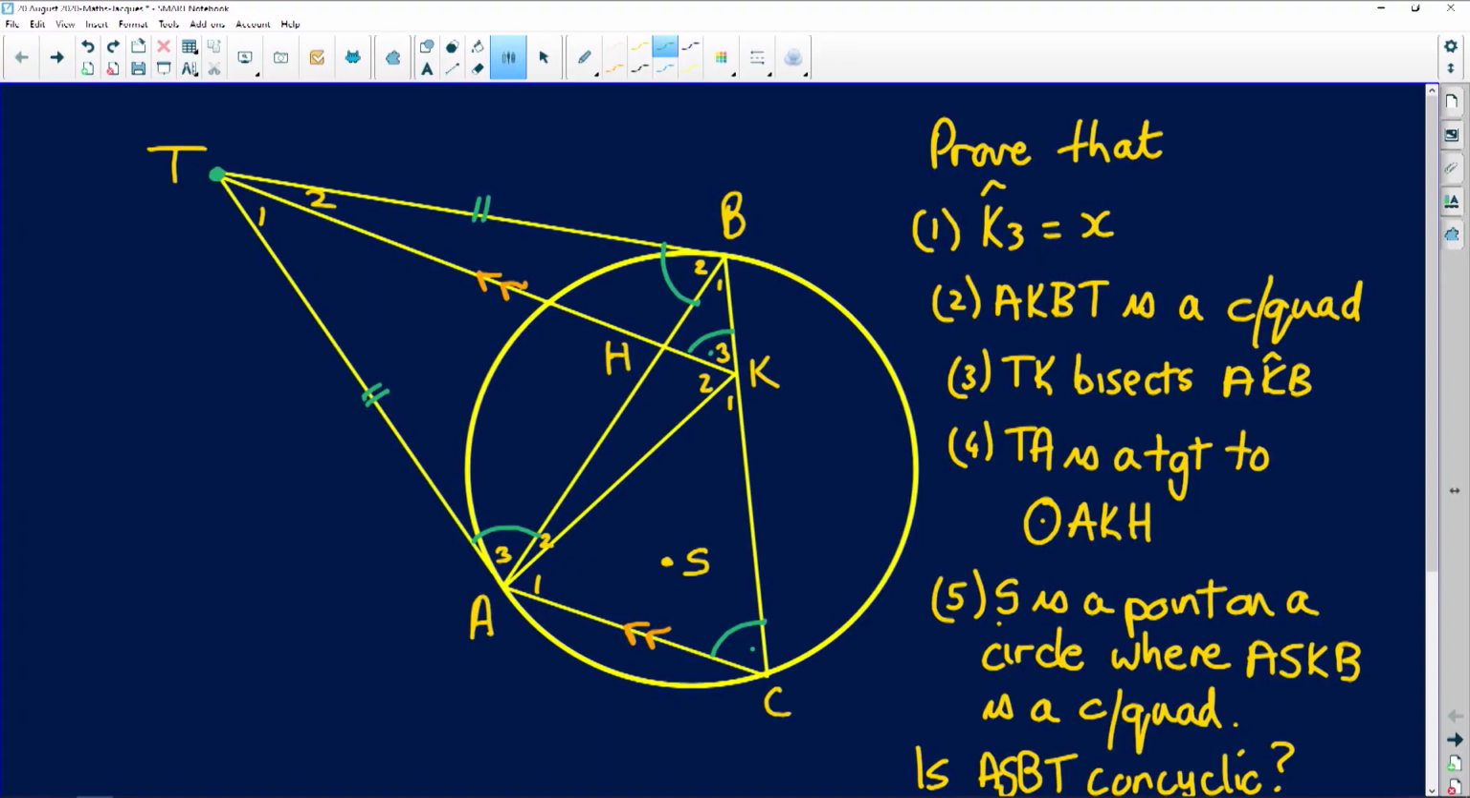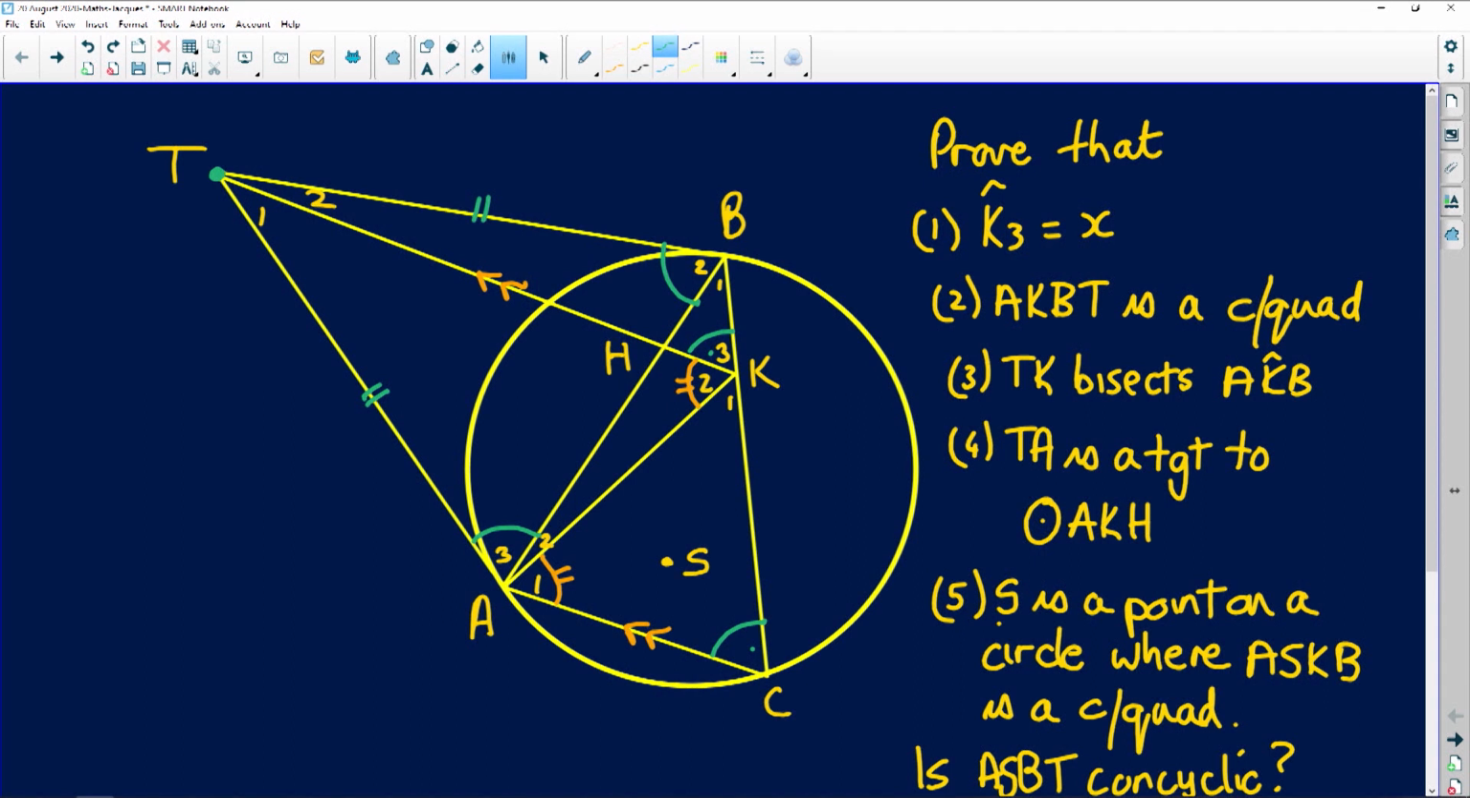Oh, look at this. We can also say, let me use another color, that the angle K2 is equal to the angle A1. And that is because they are alternate angles, AK being the transversal in this case. Okay, I'm happy so far. Very happy. Let's read on.